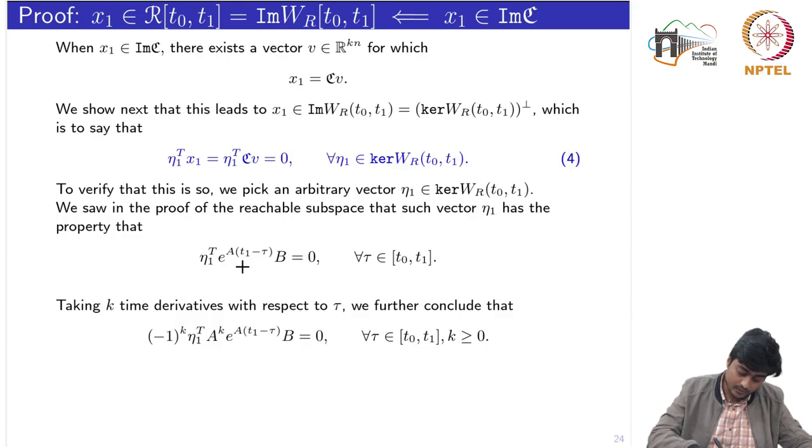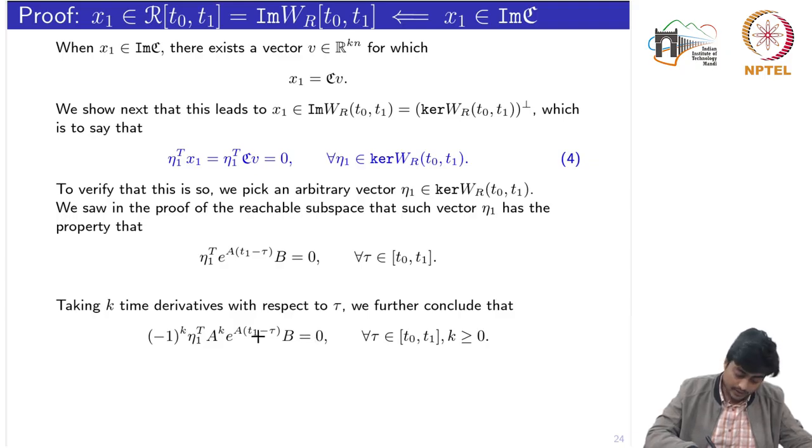So starting from this part, I will take k time derivatives with respect to tau of this equation. So we further conclude that if we take the k-th derivative, because of this minus tau, I would have minus 1 to the power k, eta 1 transpose. I would also have A to the power k by taking the k-th derivative of this exponential itself, and the B matrix. And on the right hand side, it should also be equal to 0.